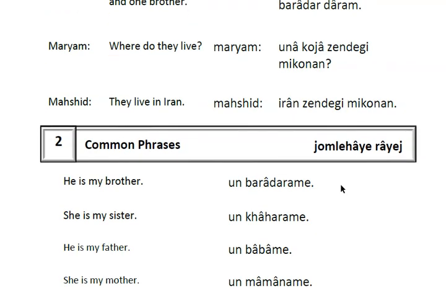Let's take a look at some common phrases from this lesson. جمله های رایج. رایج means common, popular. جمله means sentence or phrase. جمله های means phrases. اون برادرمه. اون means he. برادر means brother. اون خواهرمه. اون بابامه. بابا means father. اون مامانمه means she's my mother.